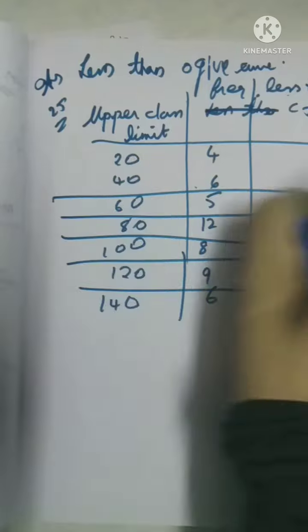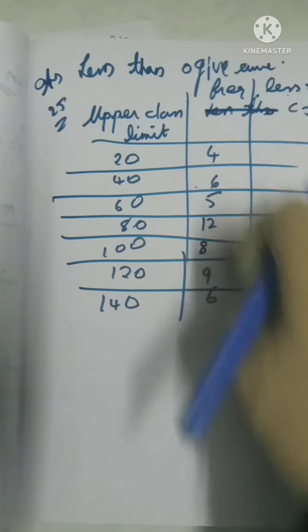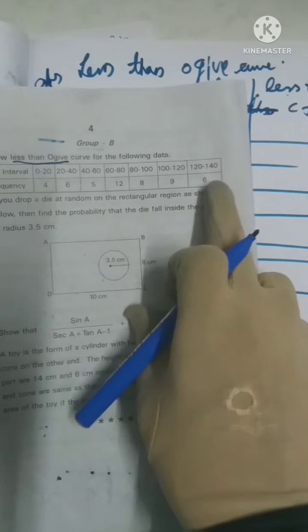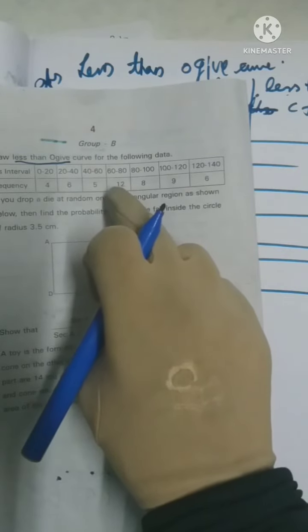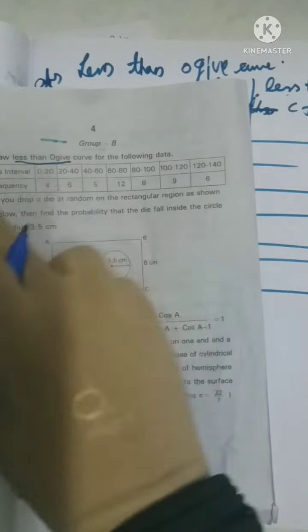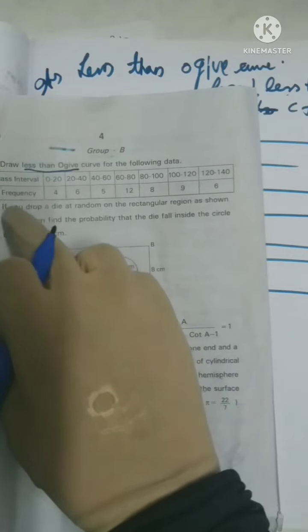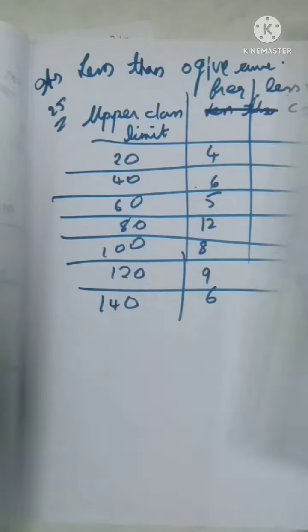How to decide whether the column which is given to you is frequency or less than CF? Always see the last value. If the last value is maximum, means direct less than CF is given to you. Here the maximum value we have is 12, which is there in between. So it means that this column is of frequency, not of less than CF. So find out less than CF from this frequency.